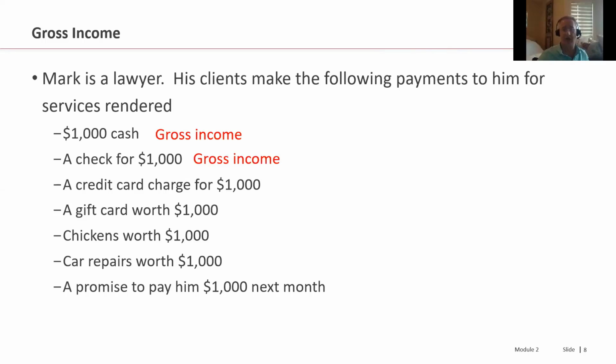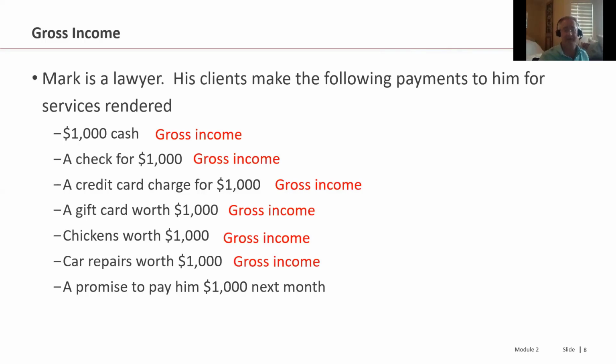If someone charges their credit card to him, is that gross income? It almost certainly is. How about if he receives a gift card? Yeah, that's still gross income. What if he receives chickens? Whoever his customer is can't pay him, so they give him $1,000 worth of chickens. Is that gross income? Yeah, you better believe it. Even chickens are income. And if he barters for car repairs, I'll do a little legal work for you if you fix my car, and the market value of those repairs is $1,000, that's right, it's gross income.